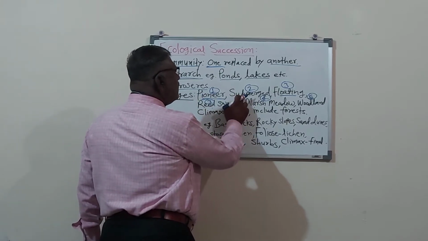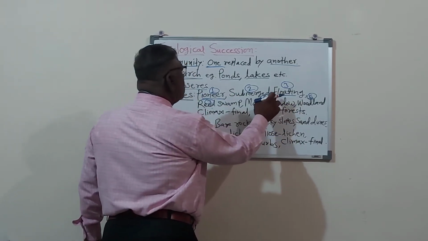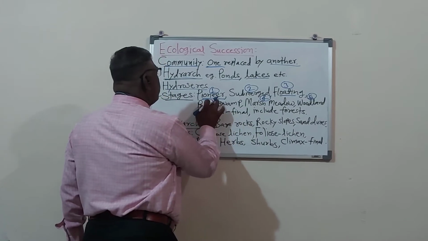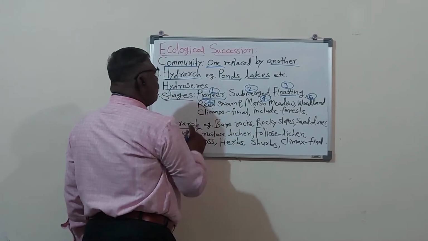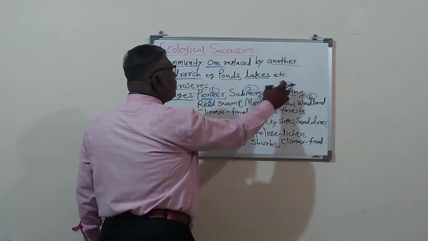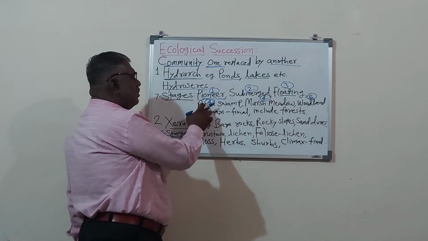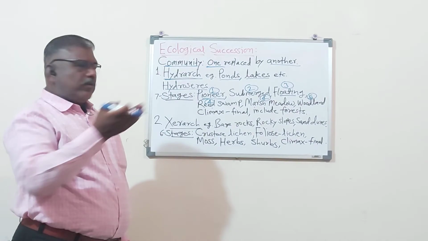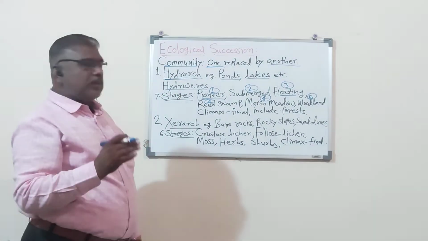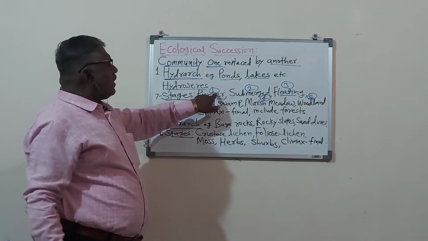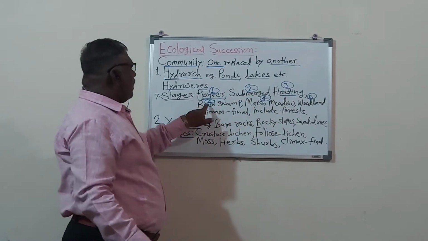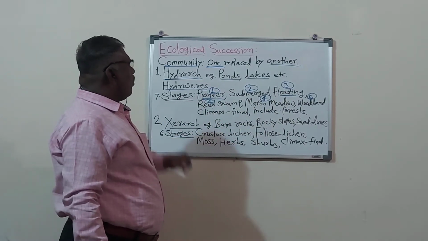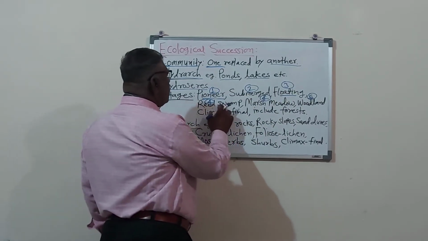So see here, pioneer is the first, submerged stage, then floating stage. This number is wrong here. That is the fourth stage, the reed swamp stage. After three, there is the fourth. See, you are not giving your concentration to us here. If you are giving concentration, you can say after the first, second, third, the number is wrong, there should be fourth. So the fourth community is the reed swamp stage.